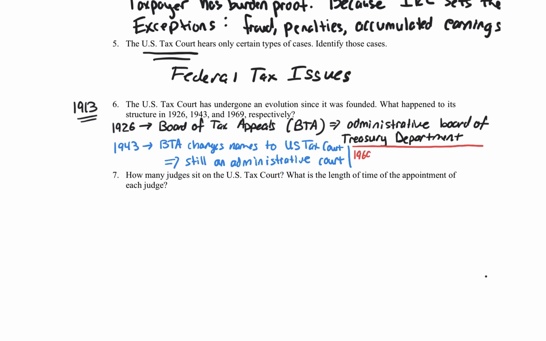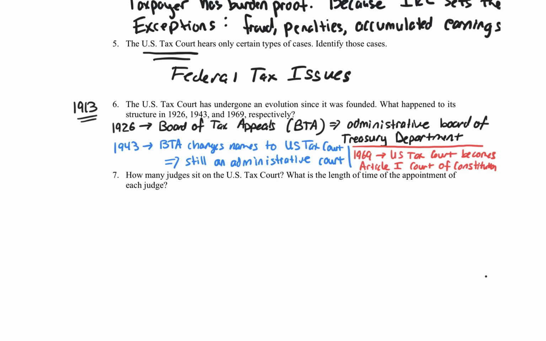In 1969, the U.S. Tax Court becomes an Article I court of the Constitution. It becomes a federal court. It becomes a federal court at the same level as the U.S. District Court. Similar level to the U.S. District Court when you're viewing levels like that. Very similar in terms of level. So those are the dates: 1926, 1943, 1969.